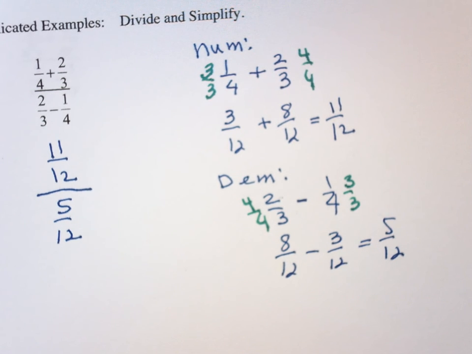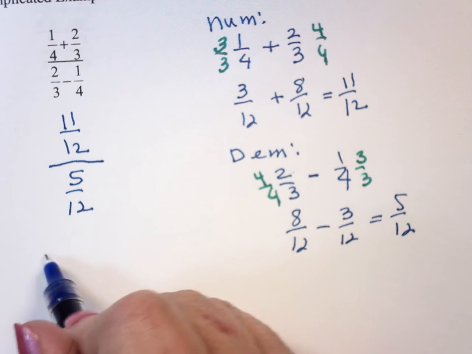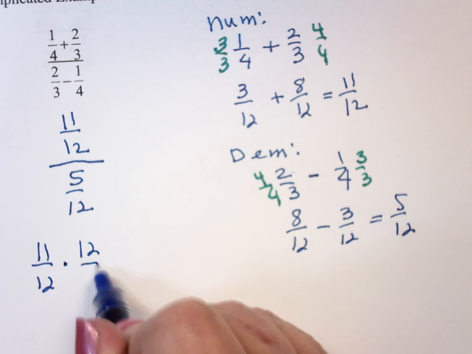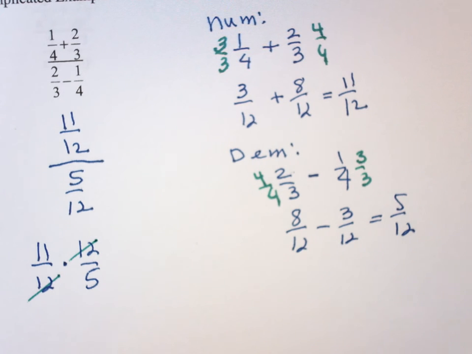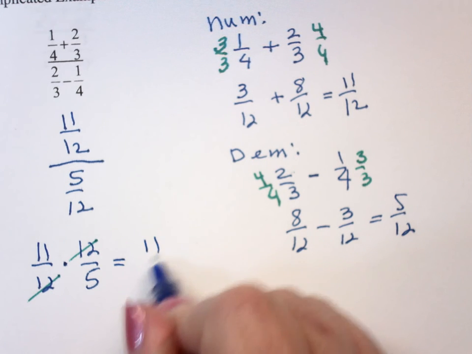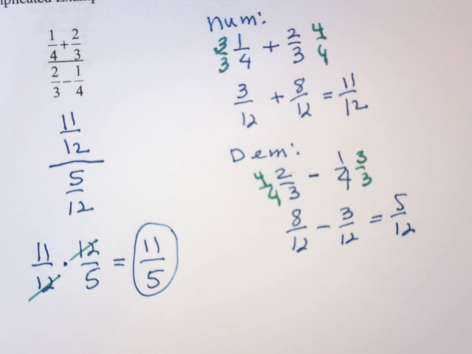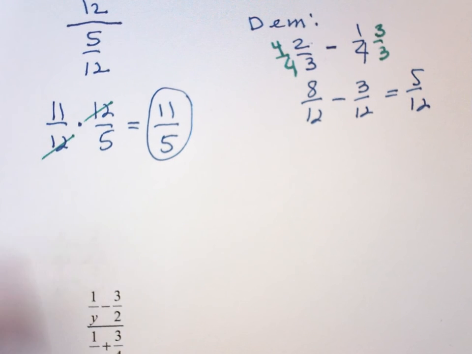Now I have a problem like we worked on Friday, which is invert and multiply. 11/12 times 12/5. 12's reduce out, and you're left with 11/5. So it doesn't matter whether I'm dealing with variables or whether I'm dealing with numerical values, you're going to end up in the same position.